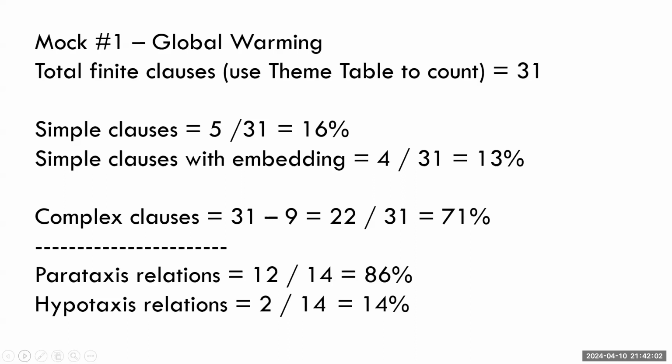So I got this number from the theme table. This is from the logical table. Likewise, this number is based on 31 minus 9. So I have 22 complex clauses, which make up 71%. So 71% is complex clauses involving some kind of taxis relations. Now, how many are paratactic? Well, there you can count them, and you can see how many relations there are. 12 paratactic, or 86%.